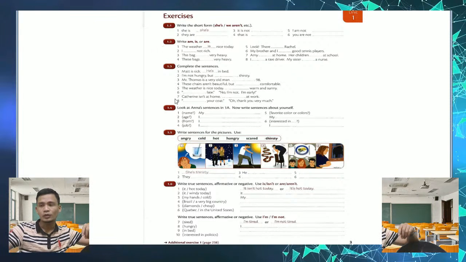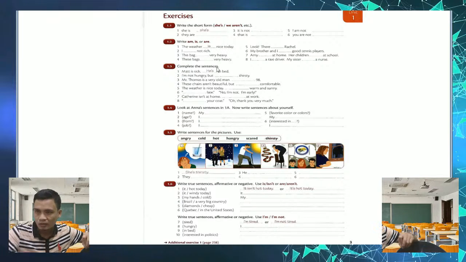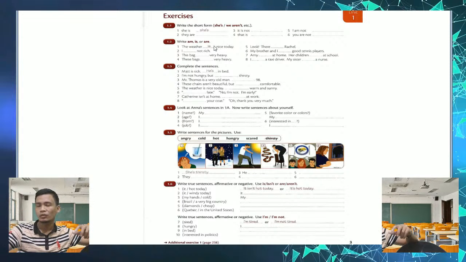Okay, for the 1.2, write is or are. So we have 8 items here in the 1.2 exercise. For number one, we have the given answer: the weather is nice today. Why is that is? Because it's only the weather, being the subject of the sentence. So you need to use the word is.